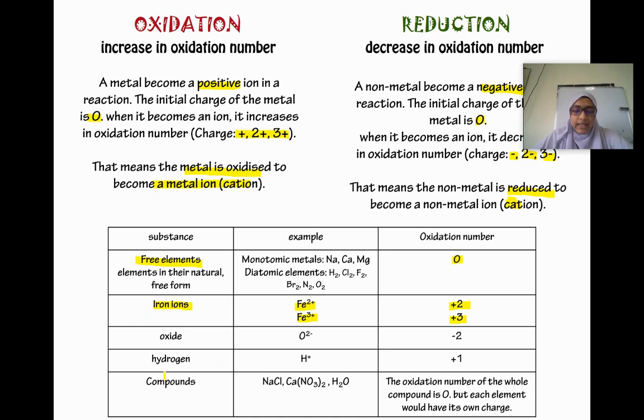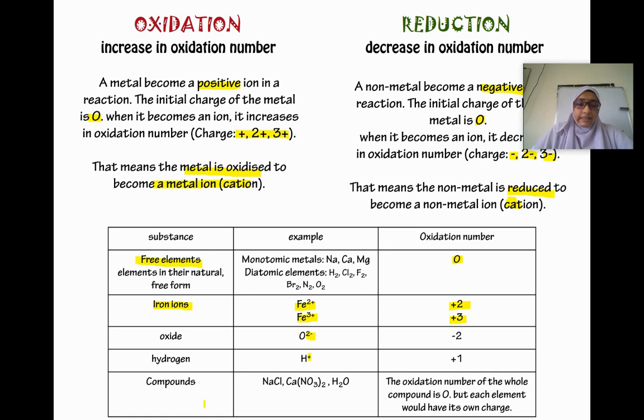Oxide: if you see an O in a substance, other than O2, since O2 is a free element, for example CuO, copper 2 oxide, the O usually has a charge of 2 minus. So its oxidation number is -2. The same for hydrogen. Whenever you see hydrogen, especially if it's at the front, at the start of a chemical formula, it is usually a charge of a plus, which means its oxidation number is +1.